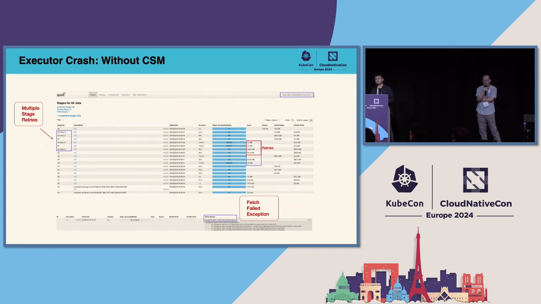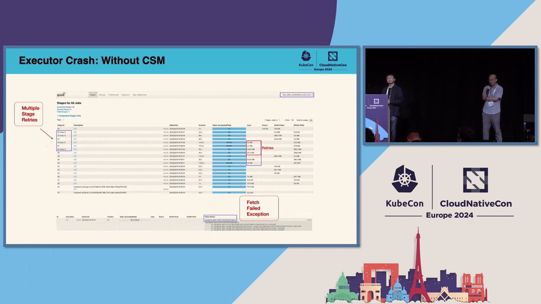And this shows what happens without CSM. So that's basically the baseline, how native Spark behaves when termination happens. On the bottom, you can see there is a fetch failed exception. That means the reducer side encountered this exception. They failed to fetch shuffle data from the mapper side because the mapper had been killed. They were gone. So the shuffle data was lost. As a result, on the left-hand side, you can see there were multiple stage retries because Spark has to regenerate the shuffle data.